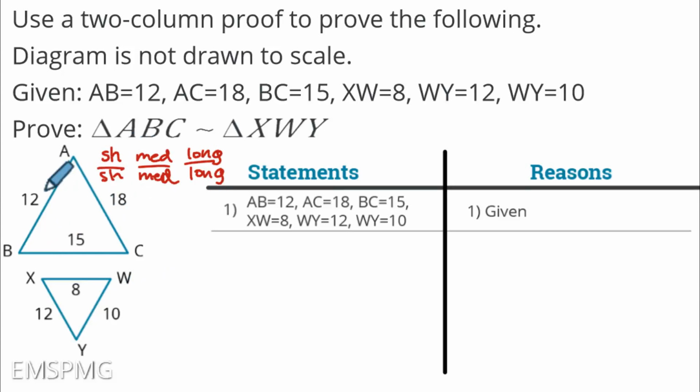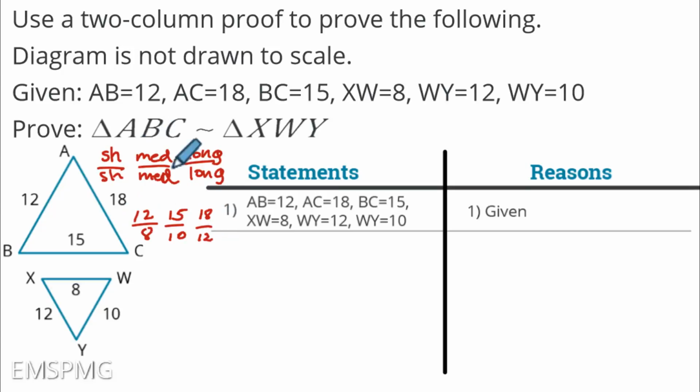So what is my shortest side in the top triangle? I'm noticing it's 12. What is my shortest side in the bottom triangle? This is 8. The next one, medium side, the next largest is going to be 15 in the top triangle. And then I'm noticing in the bottom, the next largest is the 10. The longest side in the top triangle is this 18 over 12, which is the longest in the bottom triangle. And this isn't enough to help me. I need to make sure that all these are the same.